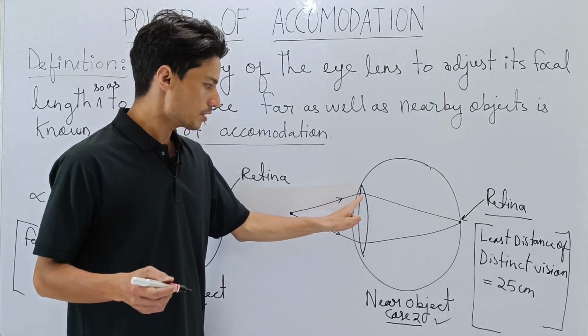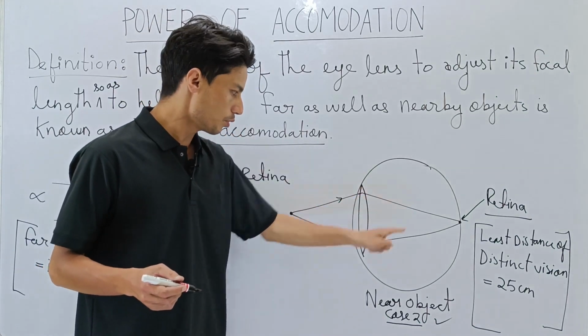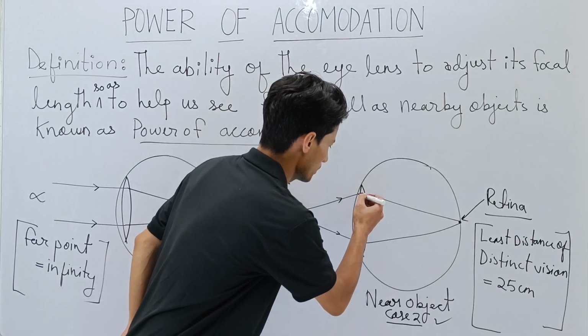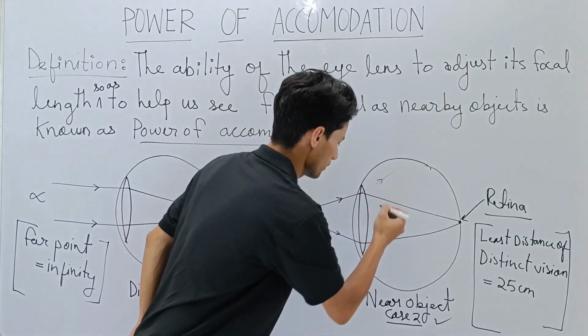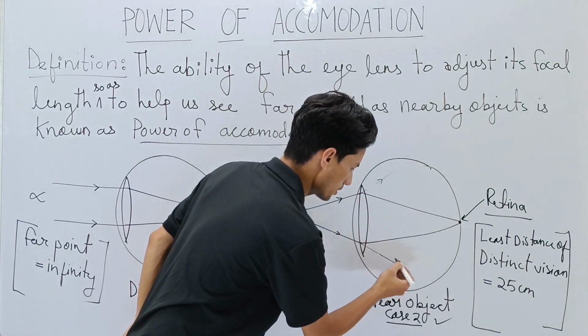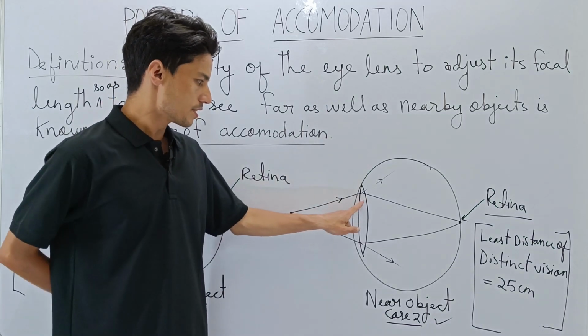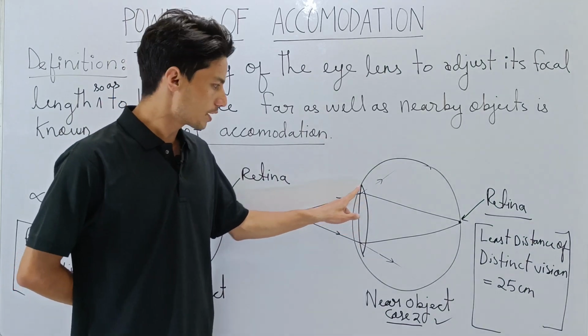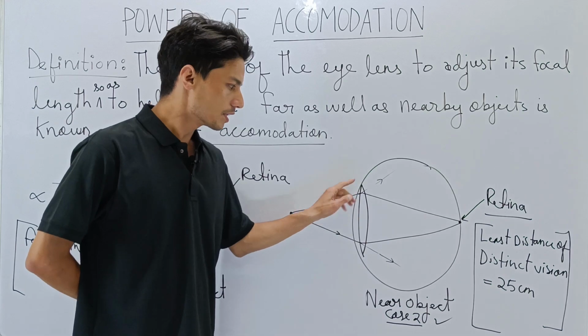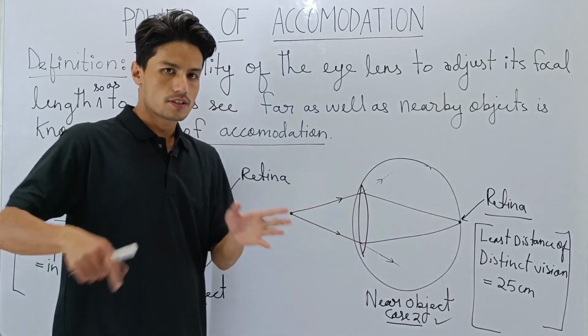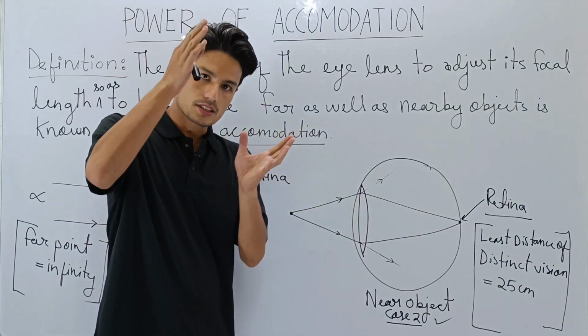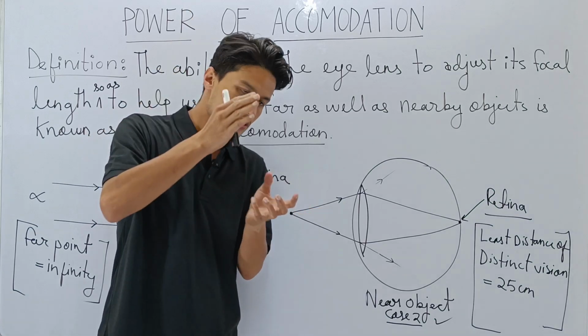If there were no eyeball, the rays would go like this. The rays are about to go like this. But since there is this eye lens, instead of going like this, they will converge. Since we have a convex eye lens, the convex eye lens will converge the light rays.